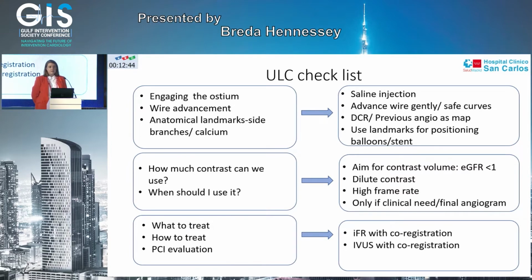When should we use the contrast and how much should you use? Well, previously, as I've mentioned, you have to bear in mind your contrast volume to eGFR ratio. You can dilute the contrast with a 1-to-1 ratio with saline to make it go a little further. If you do so, you need to use higher frame rates because it washes out of the vessel a lot quicker. And the idea is that you only inject contrast when there's a clinical need. So that is, clinical instability, severe unexpected chest pain, and it is prudent to perform a final angiogram just to make sure you don't have any complications such as wire exits.